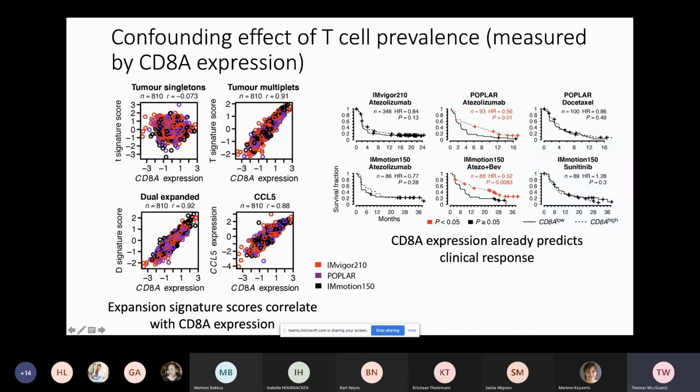We also used just a single gene, CCL5, as a single marker, and it is also highly correlated with CD8A. We already know that CD8A expression is a good predictor of clinical response. So our question was: if CD8A expression is already good, does our gene signature do better than CD8A, or does it contribute an additional piece of information beyond CD8A?